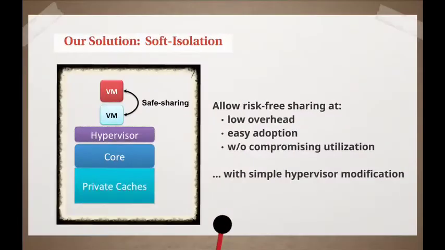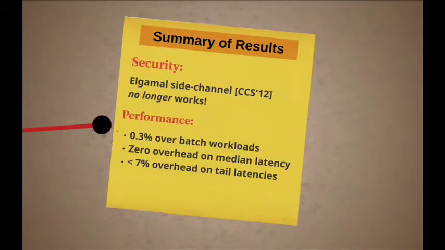We present an alternative called soft isolation, where we promote risk-free sharing of the hardware that improves security and retains many desirable properties. We do this with a simple modification to the hypervisor CPU scheduler. We show that existing attacks no longer work in this new setting, and exhaustive experimentation revealed that the strong security property comes at zero performance cost.